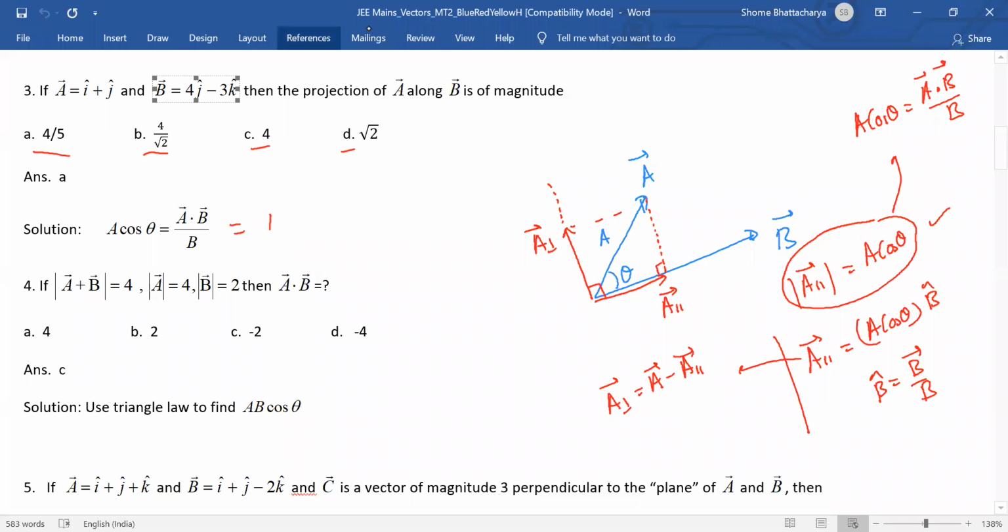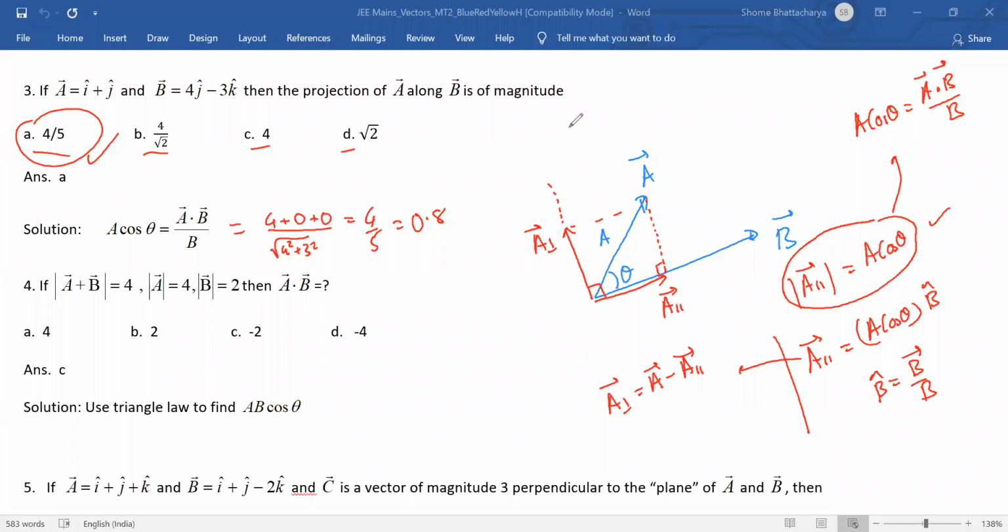Okay, so the dot product is not this. The dot product is in fact, when you work it out, 4 into 1 plus 1 into 0 plus 0 into minus 3. So the dot product is 4. And the magnitude of B you can see is root of 4 square plus 3 square, so that's 5. So this is becoming the answer 0.8 or 4 by 5. So you can see this is the correct answer.